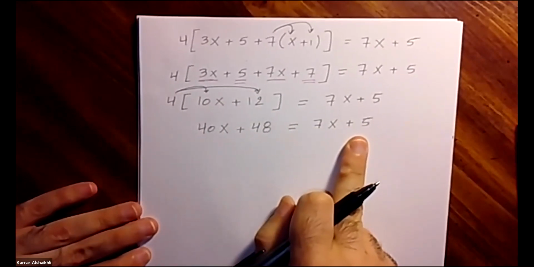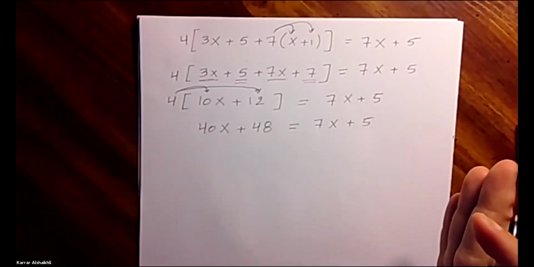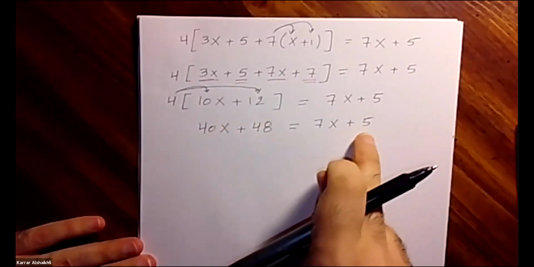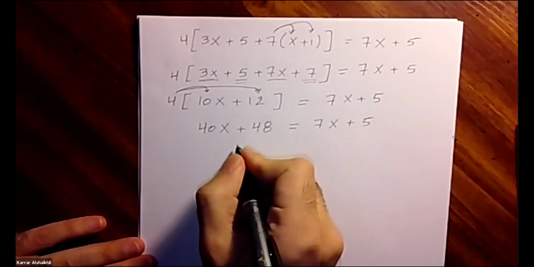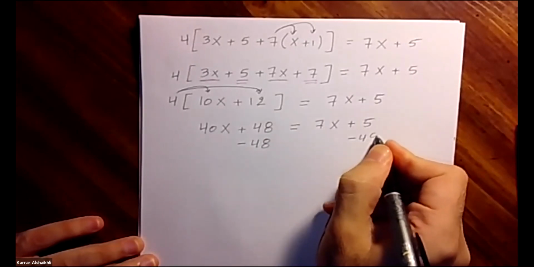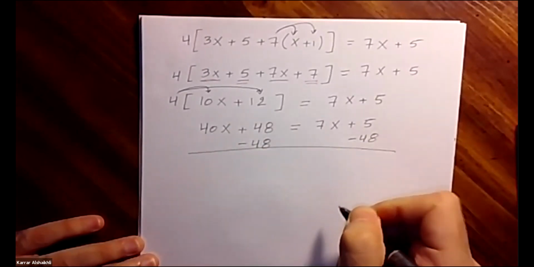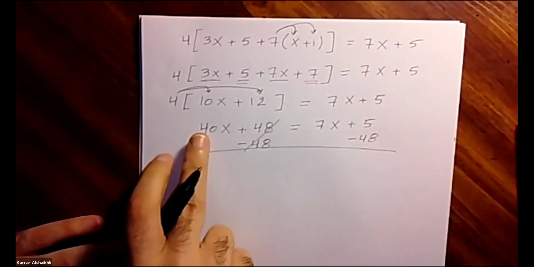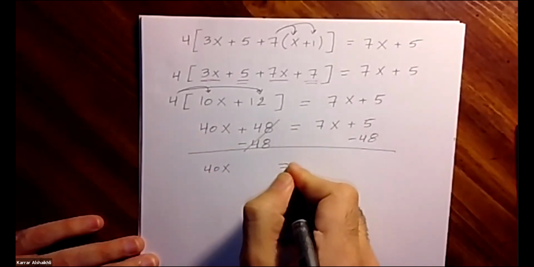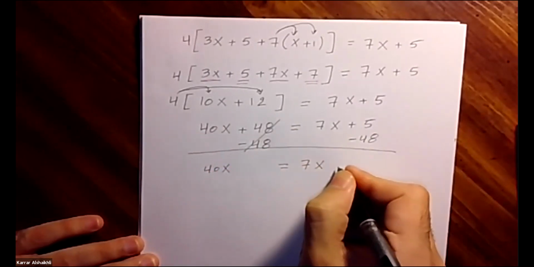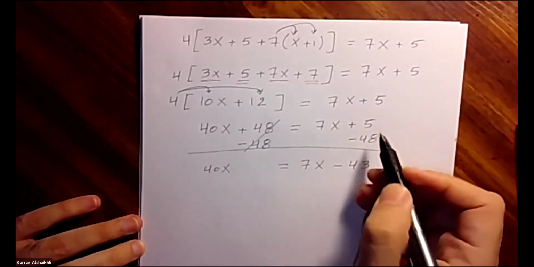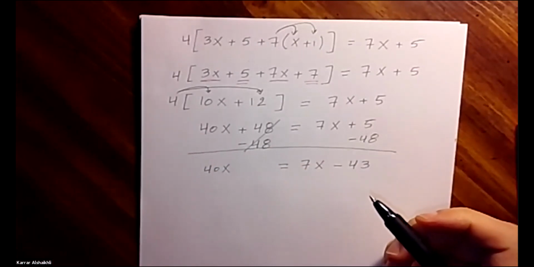Now this is the basic equation. How are we going to solve this one? We're going to move all the variables to the left side and the numbers to the right side. So I'm going to move this number to the right side. It's plus 48, so I'm going to say minus 48, minus 48. This is going to be 0. The leftover from this side is 40x equal 7x minus 43, because 5 minus 48 is going to be negative 43.